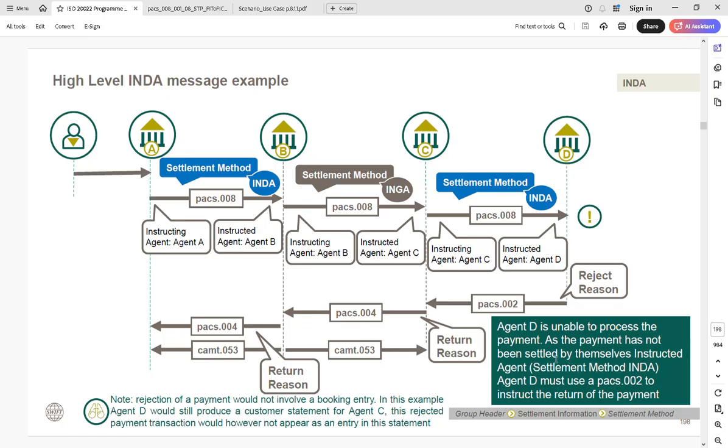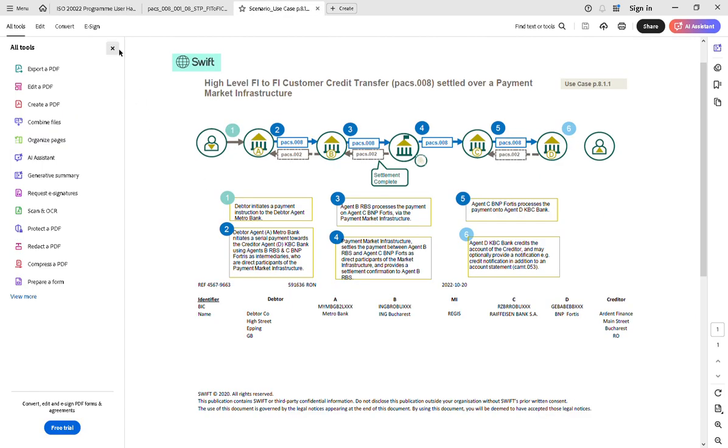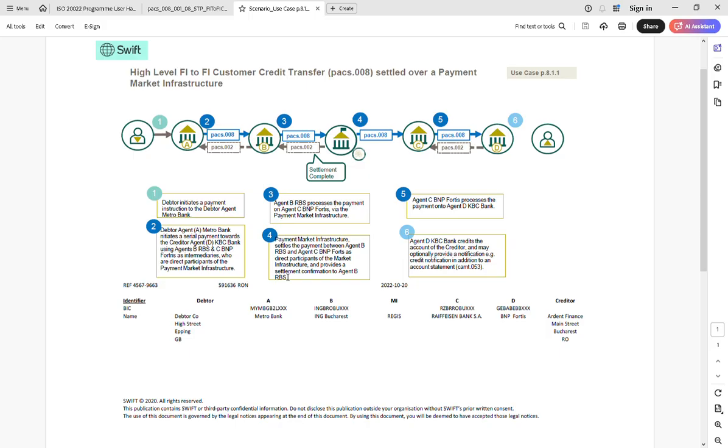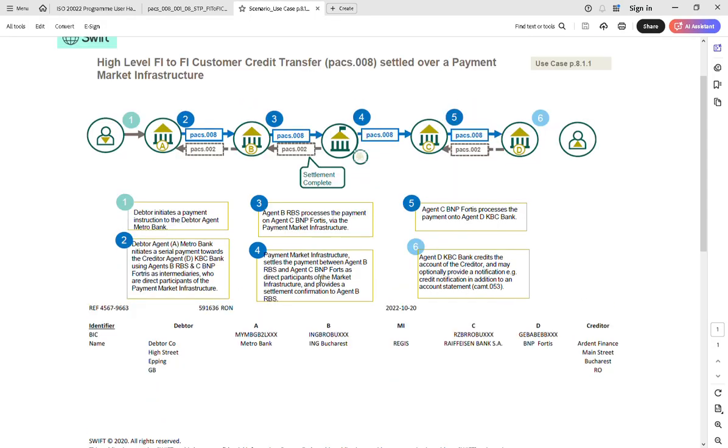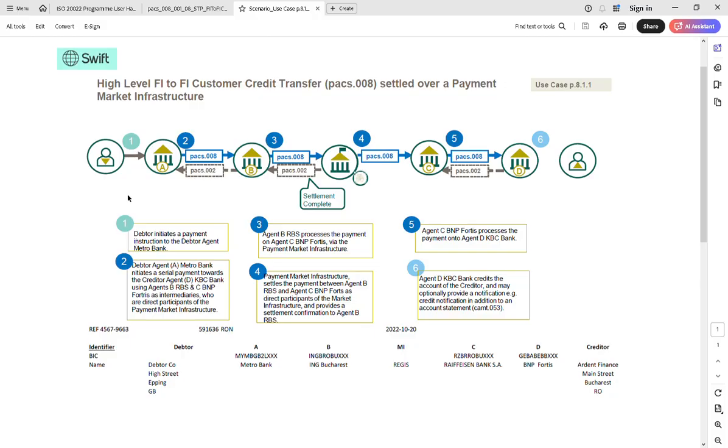So this is your process payment. Now let's try to understand the same with one of the examples. This is also a complex example, but see it one by one. Here the actual example is given at a high level: FI to FI customer credit transfer PACS008 may settle over the payment market infrastructure. Payment market infrastructure means it is settled over one of the settlement systems, for example Fedwire or something like that. Let me see if we have opened the example of this one also.